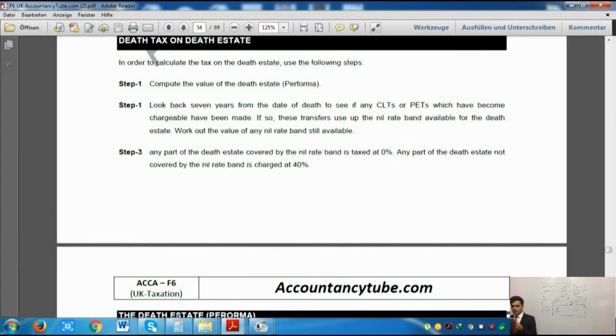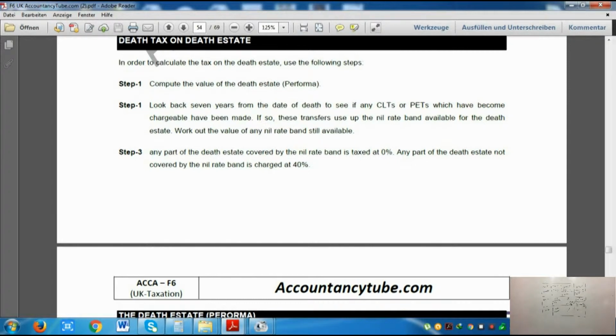If so, these transfers use up the nil rate band available for the death estate. Work out the value of any nil rate band still available. Any part of the estate covered by the nil rate band is taxed at the rate of 0%. Any part of the death estate not covered by the nil rate band will be charged at the rate of 40%, it says.